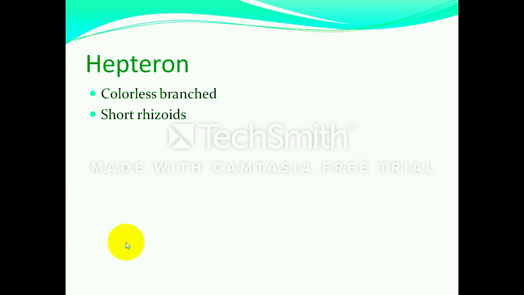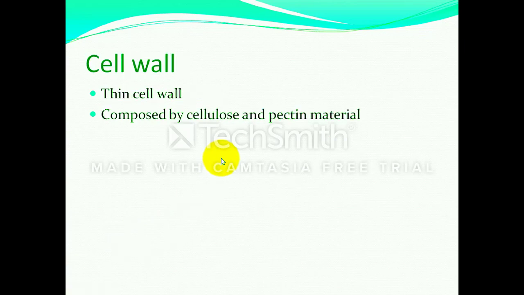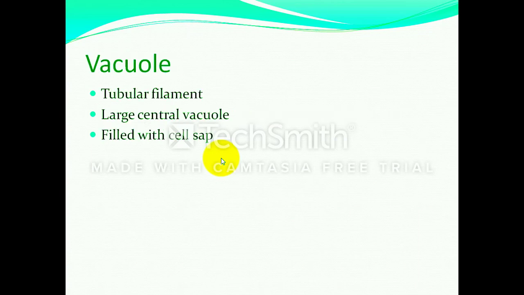First of all, we discuss the haptera. So what is the haptera? Haptera is the rhizoid, the root-like portion at the lowermost portion of the filament. These are the attachment points of the body and attach the plant body to any substratum. Next is the cell wall. The cell wall is thin and consists of cellulose and pectin material.